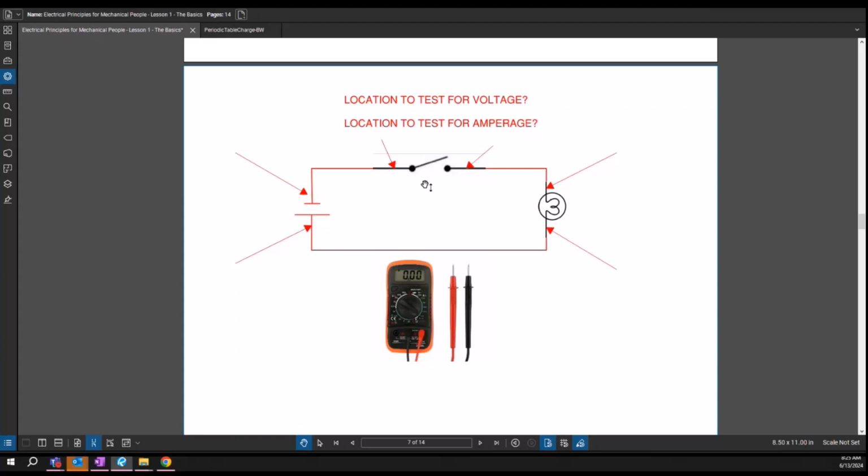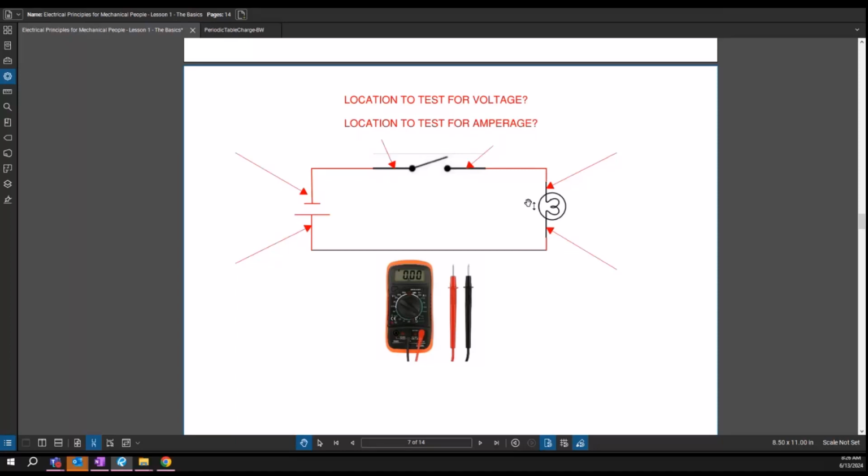Gotcha. Okay. It's like having an open switch is kind of equal to having a closed valve in the water world, right? If this valve's closed, you're going to have pressure on the upstream side, but no pressure on the downstream side. Gotcha. That makes sense. So that's how you'll be able to measure it.